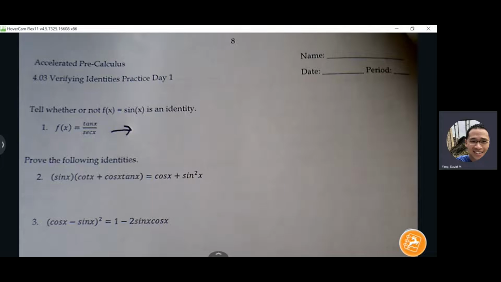So what's our strategy there? Similar to what we just did.